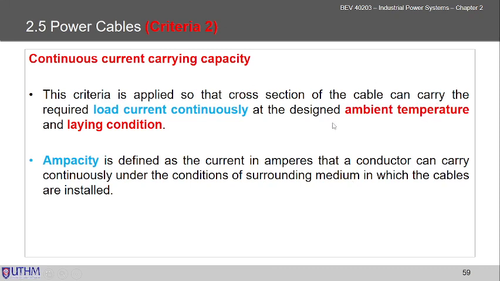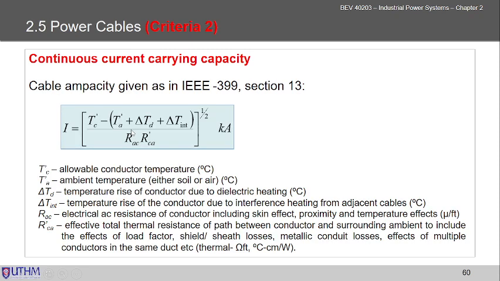That's why the ampacity depends much on the ambient temperature as well as the laying condition of that power cable, meaning how we install or lay the power cables. If we follow IEEE 399, section 13, the cable ampacity definition is quite complicated. It involves the temperature of the conductor, TC, and TA, the ambient temperature, either soil or air. If we install underground, it is the soil ambient temperature, or if we hang it or install it in air, then the ambient will be the air.